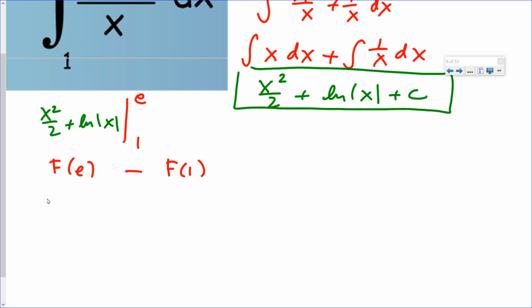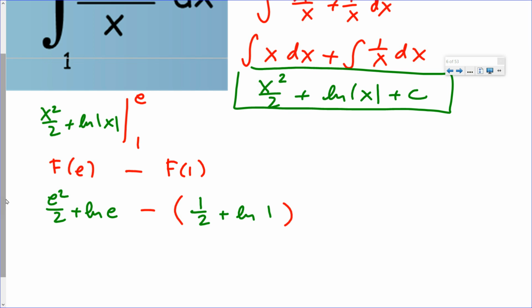Okay, so first I'm going to plug in e, so that's going to be e squared over 2 plus ln of e. Well, the absolute value of e is just e, right? Because e is a positive number. Then I'm going to plug in 1, so that's going to be 1 squared, so 1/2 plus ln of 1. The absolute value of 1 is just 1, because 1 is a positive number. Then I slap a what sign between? Minus, but make sure you understand, this is a minus the whole f of 1, so it's a minus this quantity.